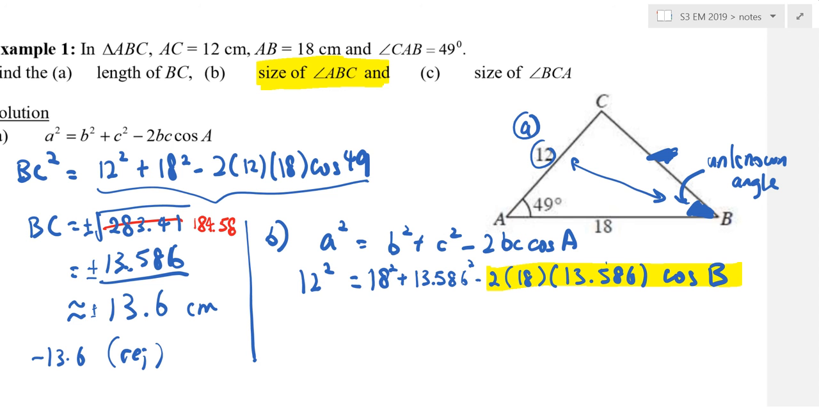because we got cosine B. So the only thing you can do is bring the 18 square over, bring the 13 square over. So this is what you write. That is negative.